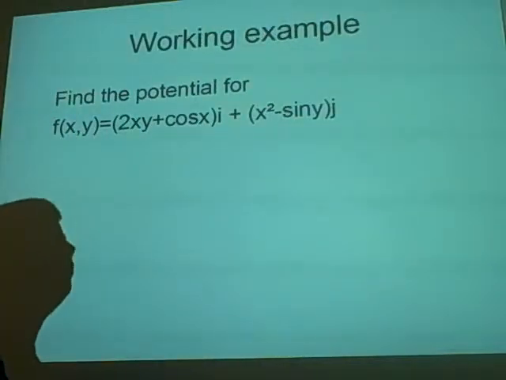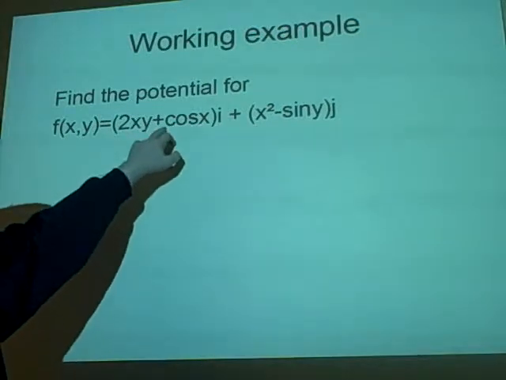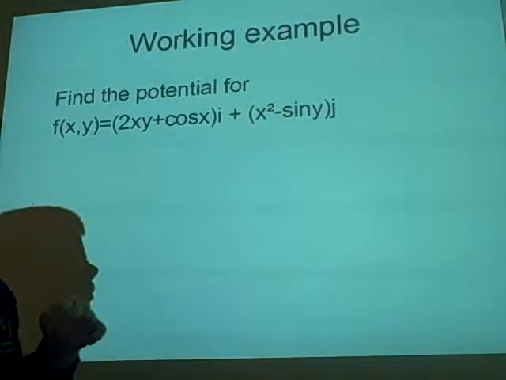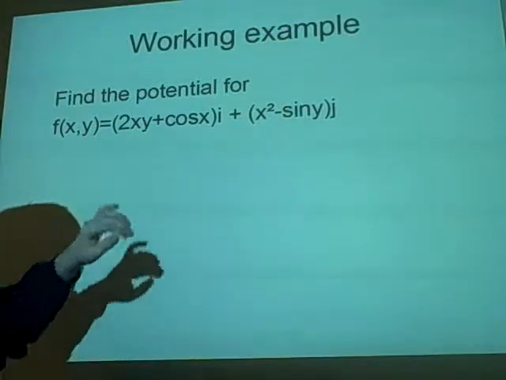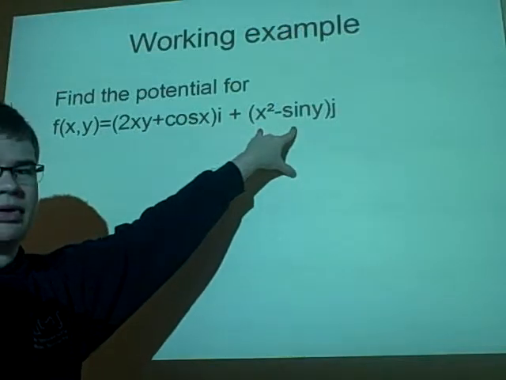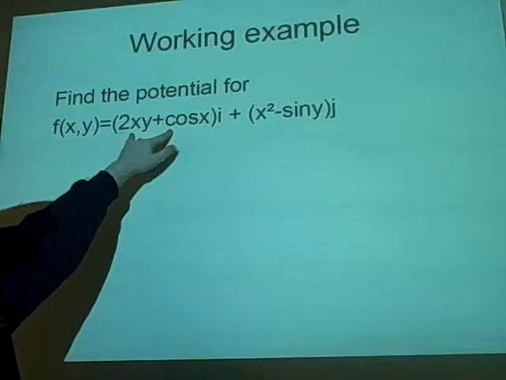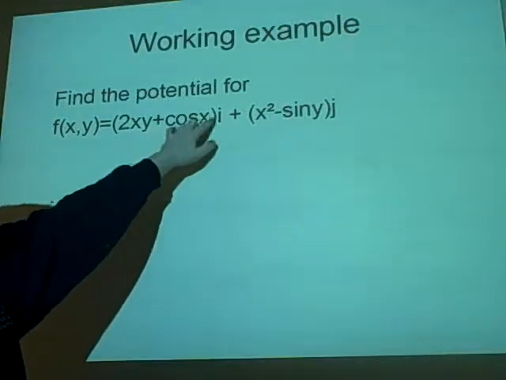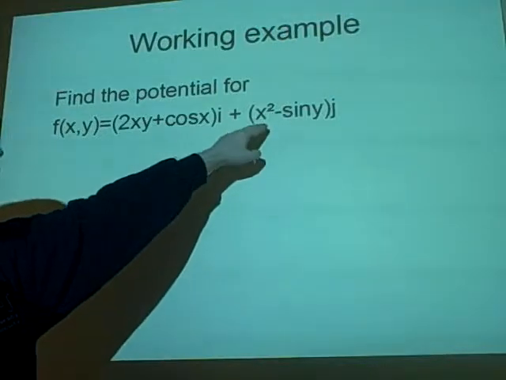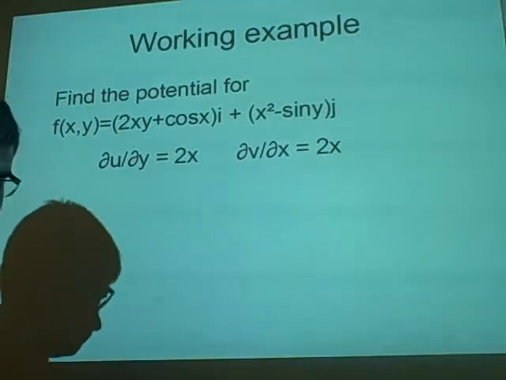Right, another working example, this one will work. So we want the potential for (2xy plus cosine x) i plus (x squared minus sine y) j. Remember, we have to differentiate this with respect to y and this with respect to x. So we differentiate this with respect to y, which will give us 2x, the cosine x is just like a constant. Differentiate this with respect to x, that will give us 2x. So they do equate, so it might be.